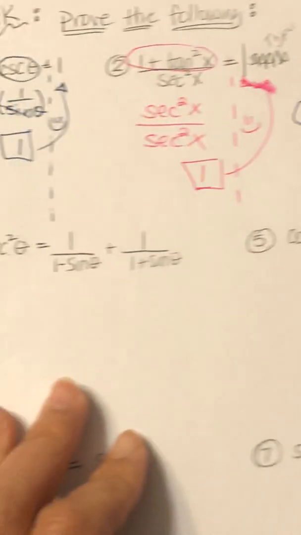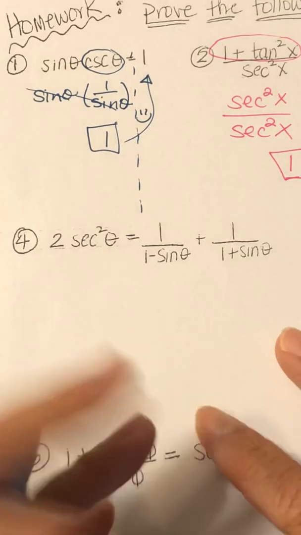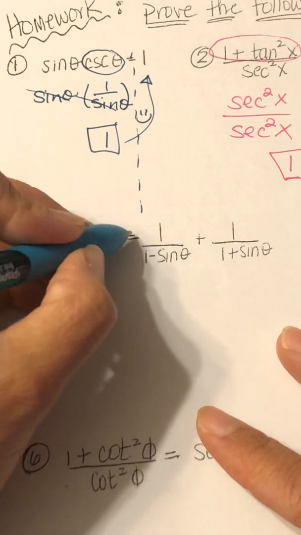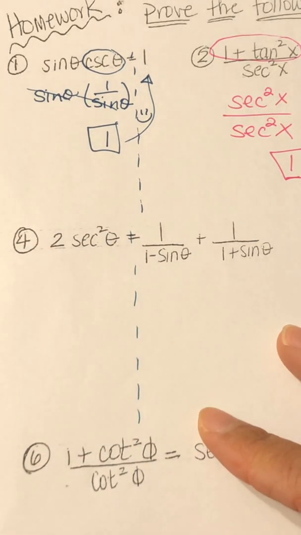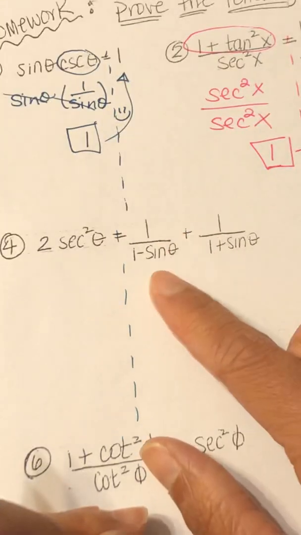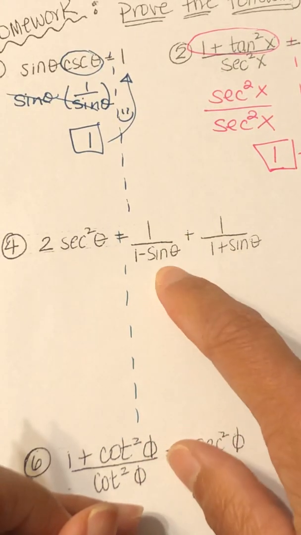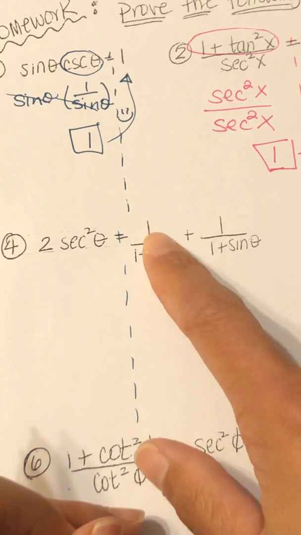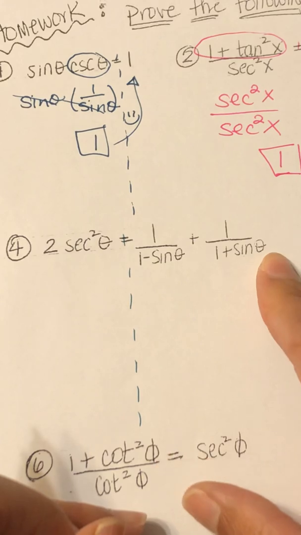Okay. Number 4. What side of the equation do I want to work on with this one? I think I want to work on the right this time because we've got conjugates here. So I'm going to have to get a common denominator, which means I'm going to have to multiply the conjugate top and bottom with this fraction and the conjugate of this one top and bottom on the second fraction.